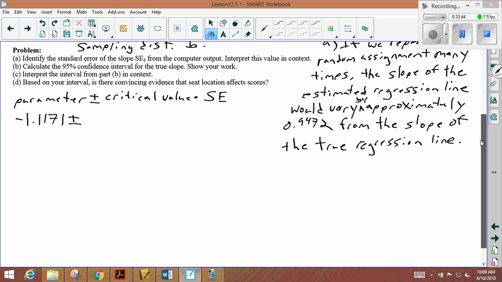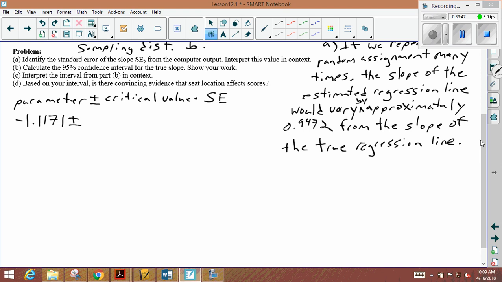All right, so if we look at our T table, our degrees of freedom is going to be 30 minus 2, or 28. If we look at 28 degrees of freedom, and we're looking for 95%, we get a T star critical value of 2.048.